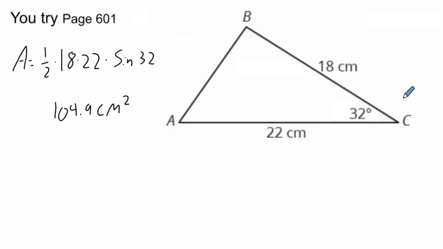So I'm solving for area. I'm going to take my included angle and the two sides on either side of it. So I have my equation of 1/2 times 18 times 22 times sine of 32. I put that in the calculator and I get 104.9 centimeters squared. Since we are using area, all these units need to be squared. So that's the area using sine.